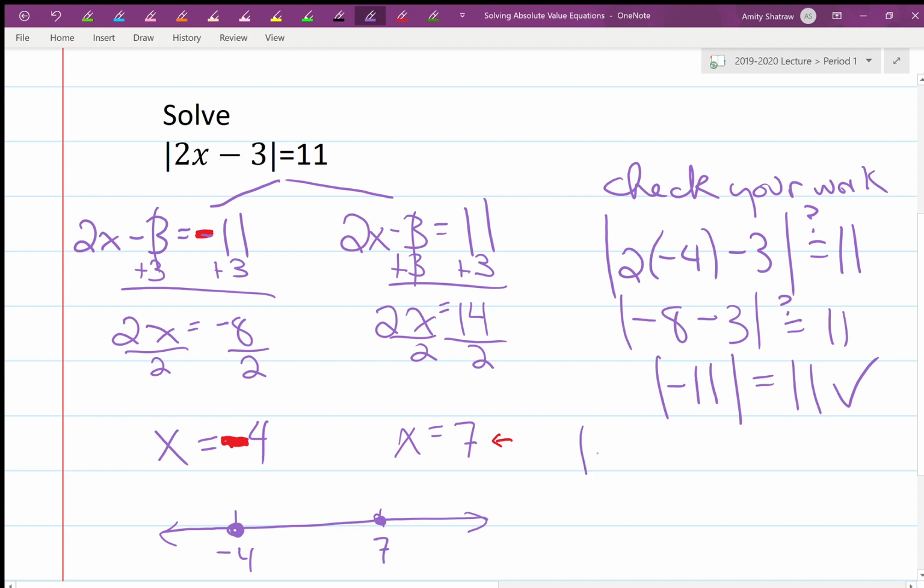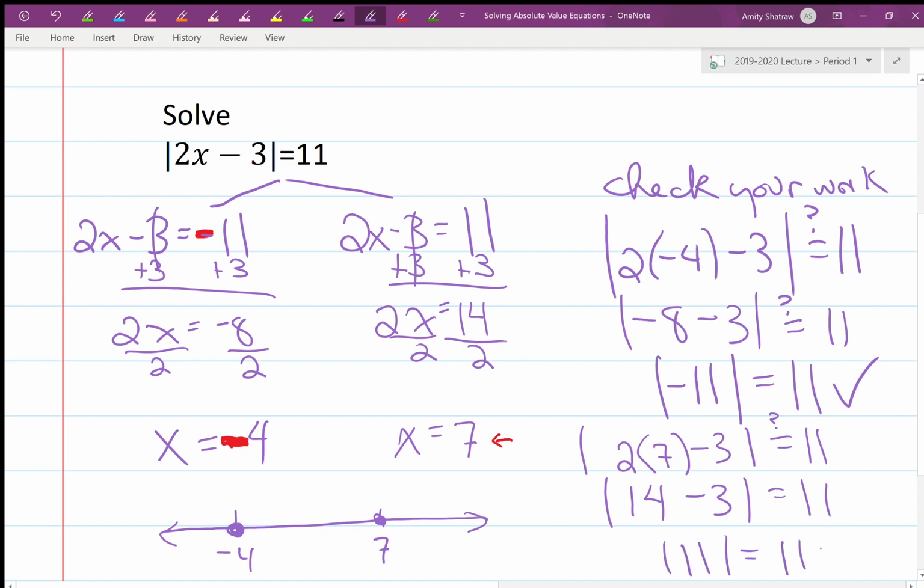Now try the other number. So I have 2 times 7 minus 3, take the absolute value of that, and then check, is it equal to 11? So yeah, definitely is. Let's check it out. 14 minus 3 is 11, and the absolute value of 11 is equal to 11. Ta-da!